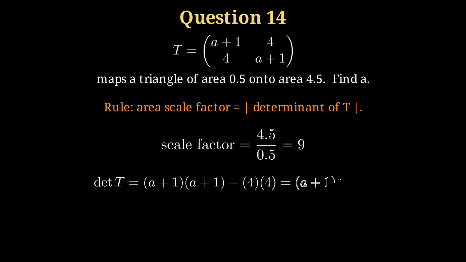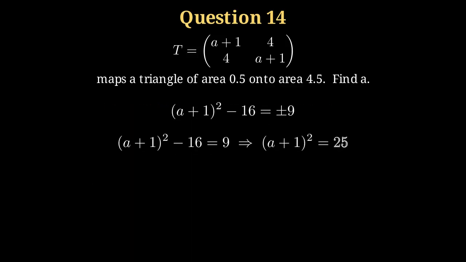Now find the determinant. For a 2 by 2 matrix, it's the product of the main diagonal minus the product of the other diagonal. That's (a+1) all squared minus 16. Since the absolute value of the determinant is 9, the determinant itself is plus or minus 9. Let's take the clean case first, positive 9.